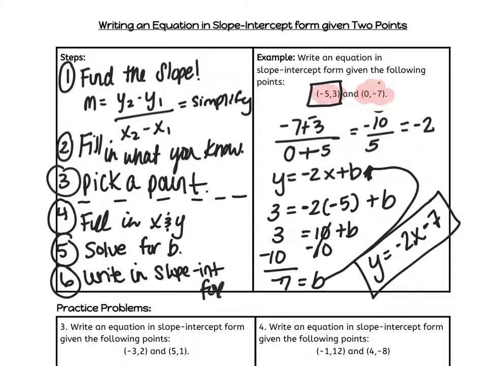So like I said, this is exactly the same thing. We just had to add a step, and that was our first step, which was where we were finding our slope. Okay, moving on to the bottom, let's do our examples on the bottom of our page.